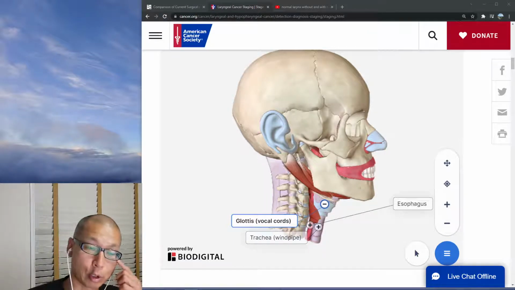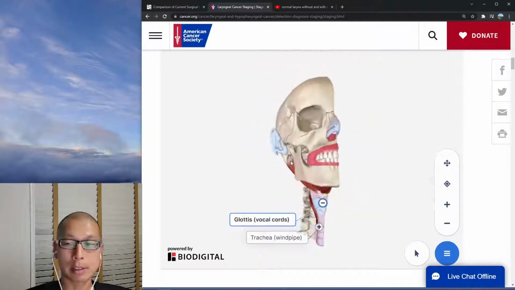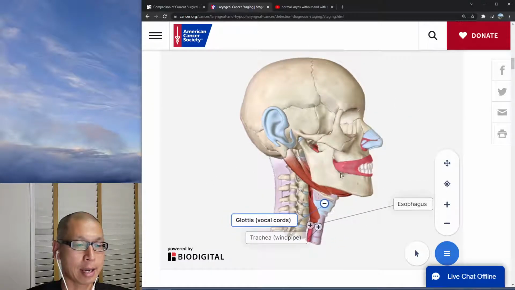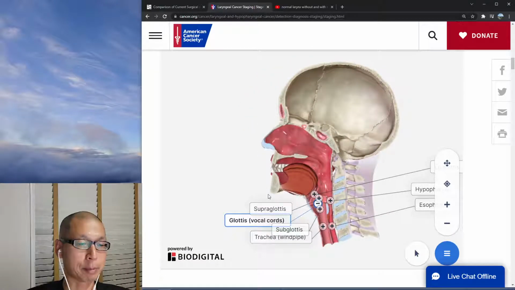Okay, so this is a quick 3D rendering of the head, and the larynx is this area right here. Some people call it the Adam's apple or the voice box, and some people call it throat. So you might hear people call it throat cancer, but throat is very wide. It could be anywhere in this entire area. And so what we're talking about today is glottic cancer.